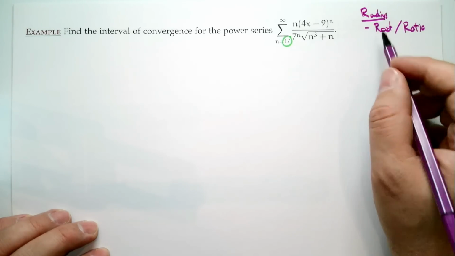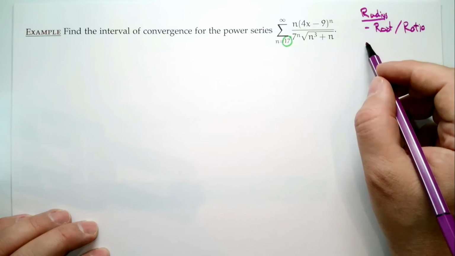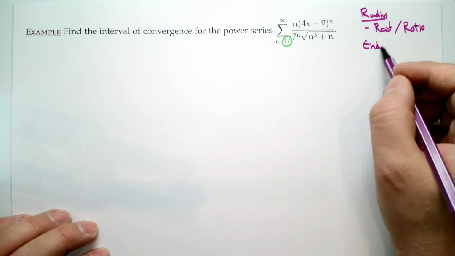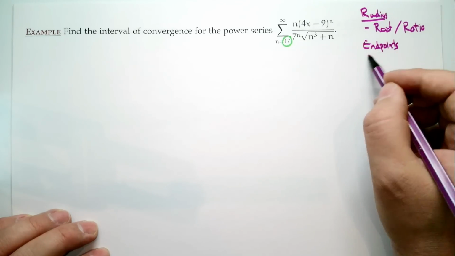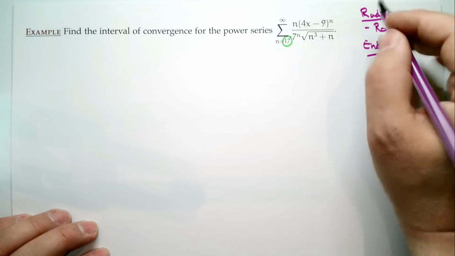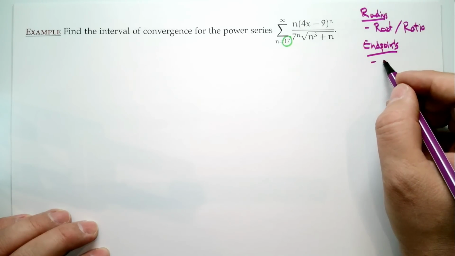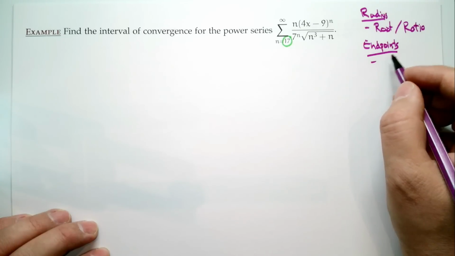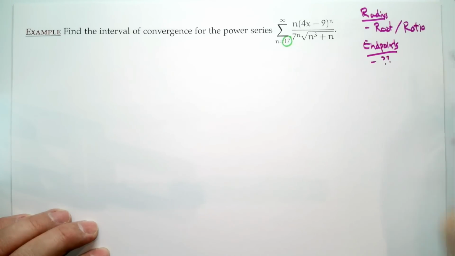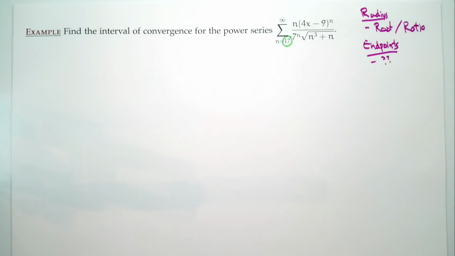And then once we figured that out, we're almost home free, and we have to deal with the endpoints when we're dealing with the interval. Okay, so those are sort of the things that we're going to do. Now when you test the endpoints, you're going to have to do something else. Root and ratio fail. So, well, it depends. We don't know. We'll get there in a few moments.